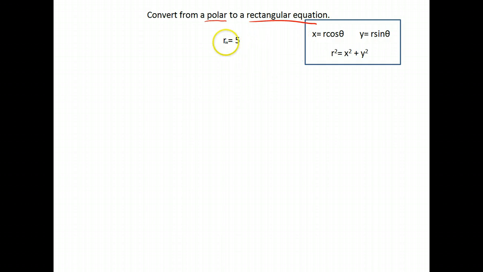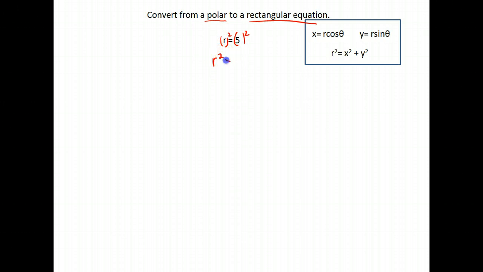So in order to substitute, notice I would need either an r cosine theta, an r sine theta, or at least an r squared. In order to get an r squared, there are different ways we can go about that. We can multiply both sides by r, which would give me an r squared here and a 5r here. But then I would have a 5r, and that would not help me out either. So rather than that, the other way to get an r squared on this side would be to square both sides of the equation. So that's what I'm going to do.